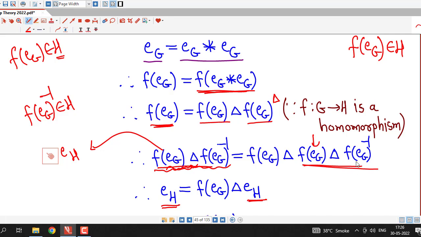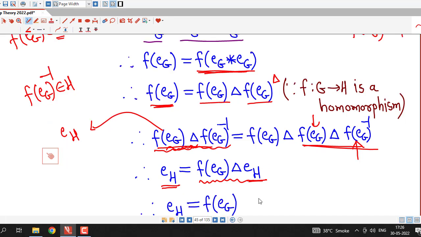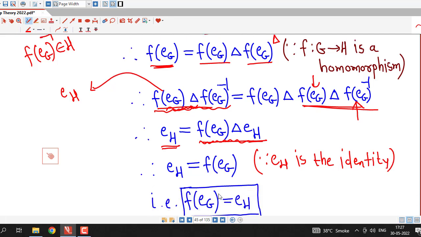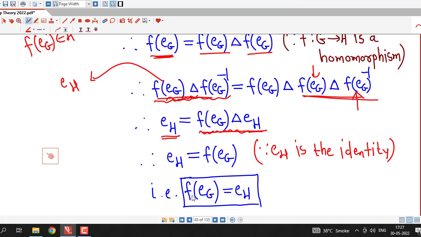Because these two are inverses of each other, f(e_G) ∗ f(e_G)⁻¹ must be equal to the identity of H. Now using the definition of identity, this is equal to f(e_G). So here we replace this by f(e_G), because e_H is the identity element. So here we have used the definition of identity. Therefore, f(e_G) equals f(e_H). So if f is a group homomorphism, it preserves identities.